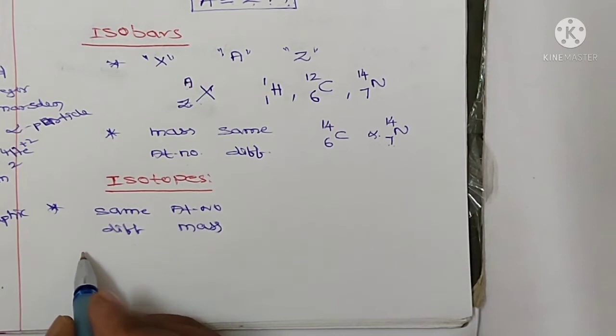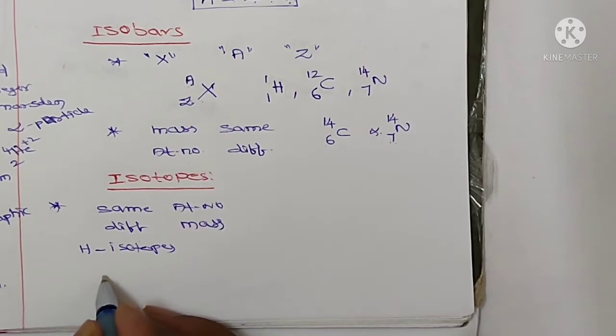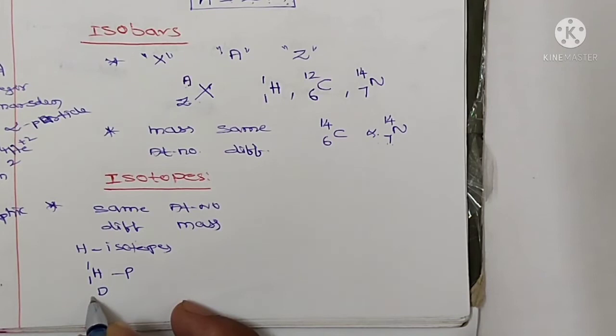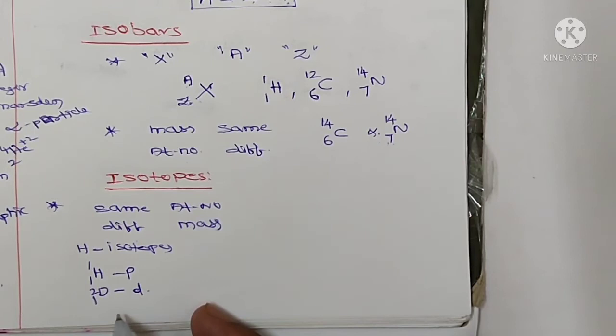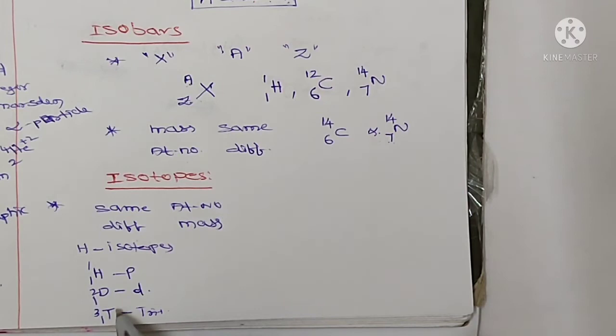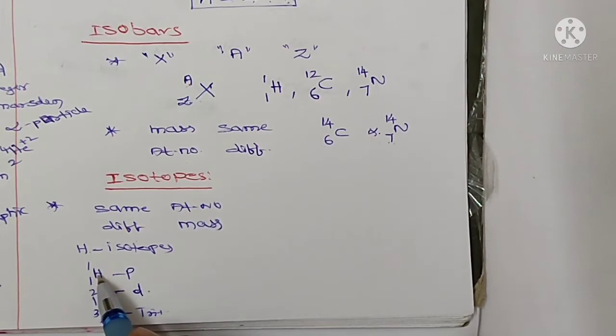Let me take examples. The hydrogen isotopes: protium represented by H-1-1, deuterium 1,2, and tritium 1,3. So these three are isotopes of hydrogen: protium, deuterium and tritium. The atomic number is the same, 1, but the mass number differs: protium 1, deuterium 2, tritium 3.